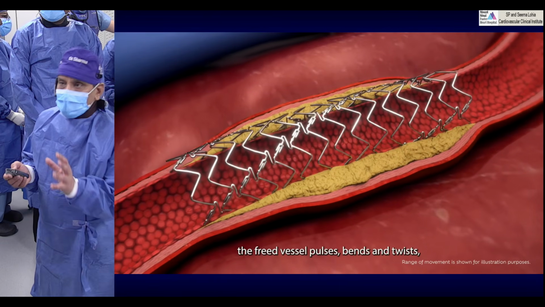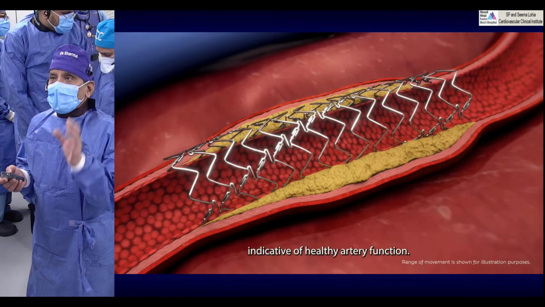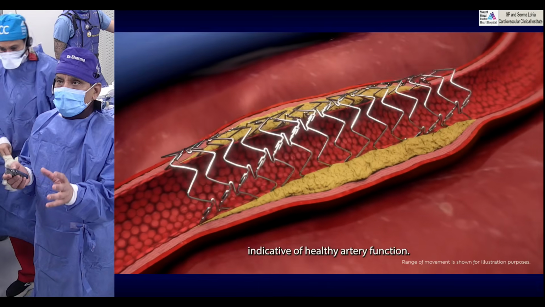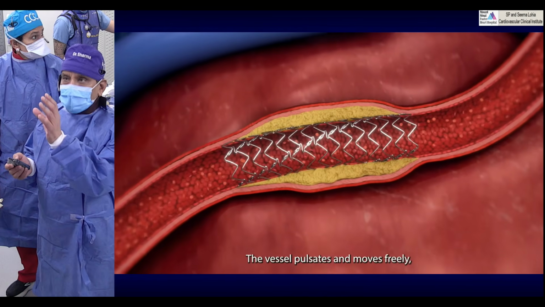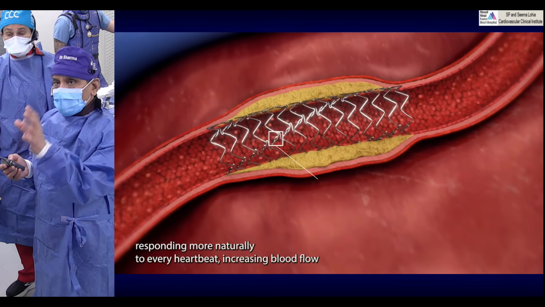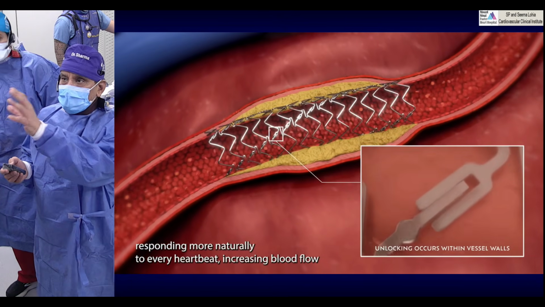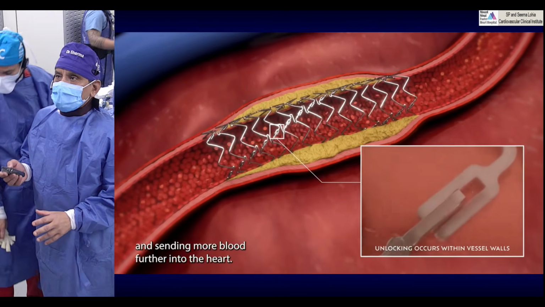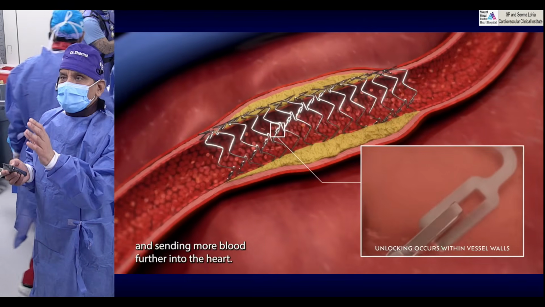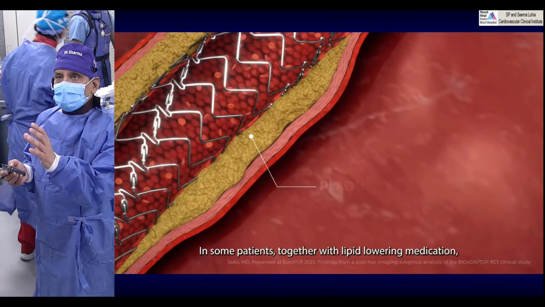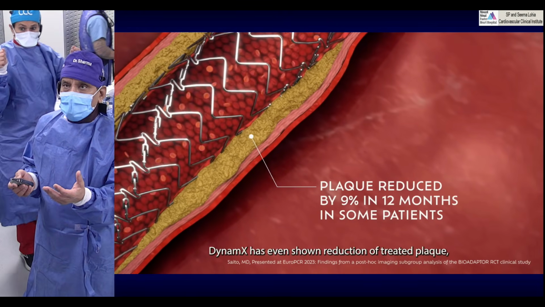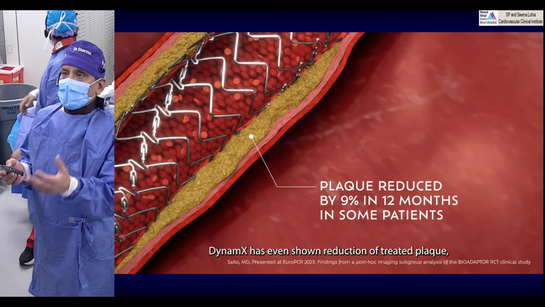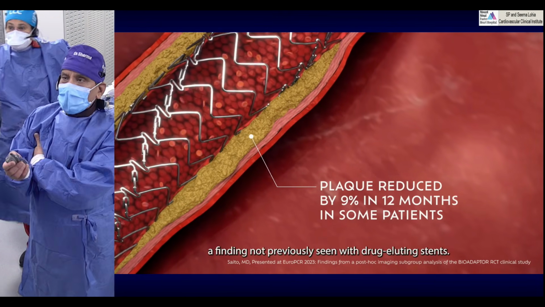So in the bioabsorbable stent era, we hoped that vascular pulsatility would come back. This is the same kind of concept, but it still remains metal, and it is unlocking within the vessel wall. This is the proprietary mechanism which led to this device, which has been very successful. Plaque reduced, and there is positive remodeling in many patients using the bioadaptor.